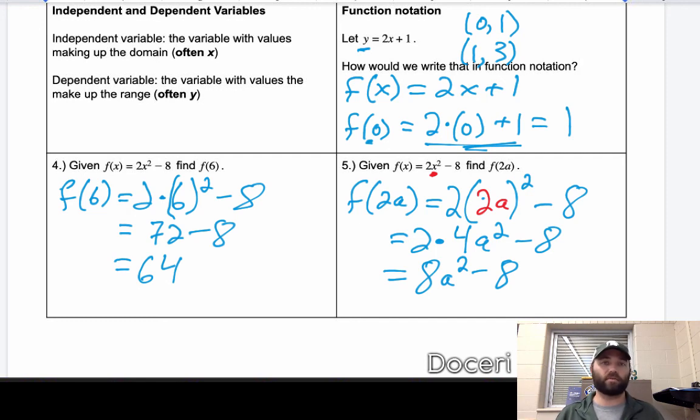One quick note on function notation, it does not mean f times x. It means f of x. It means f of whatever your input is, and then you're going to compute something to get what the output is, what the y value is. And that's it for section 2.1.